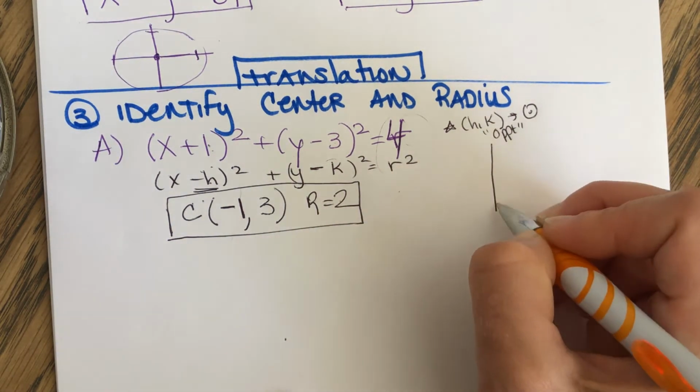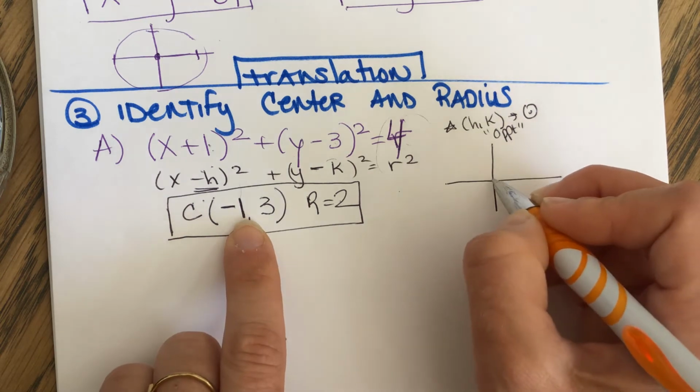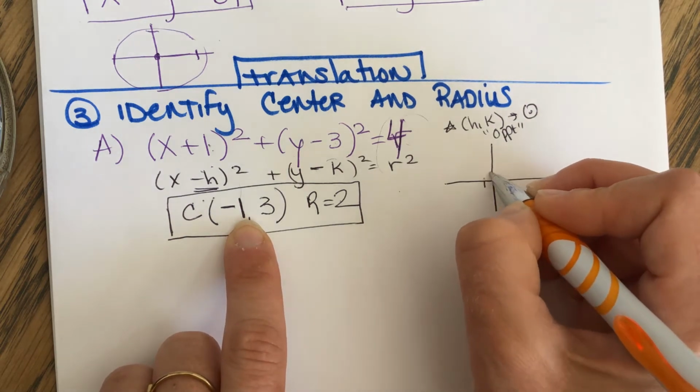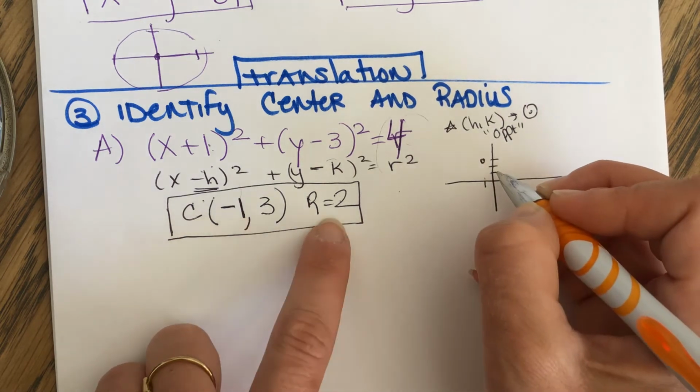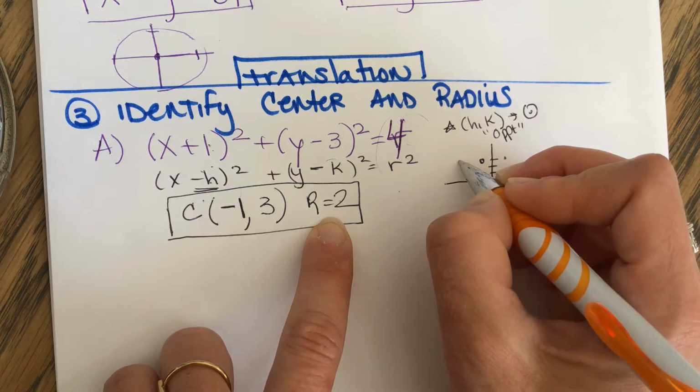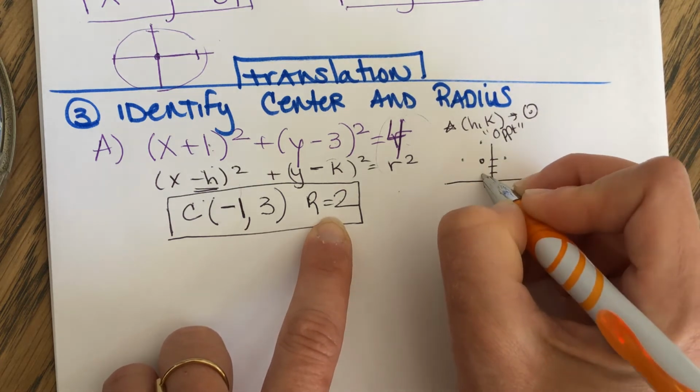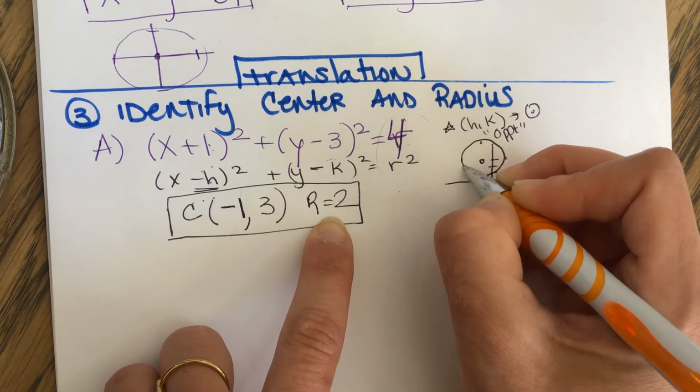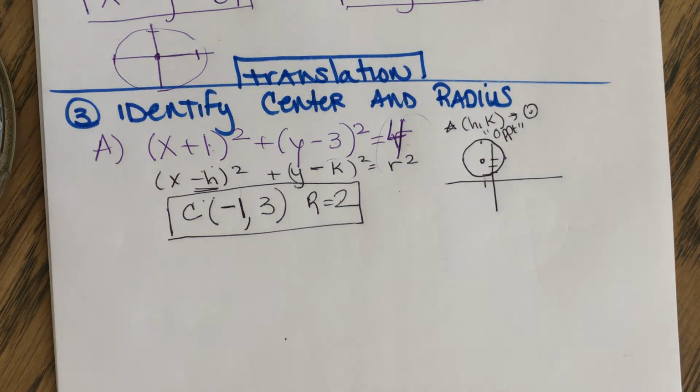Again, if I ask you guys to graph, you go negative 1, 1, 2, 3. There's your center. And then radius 2. Let's just pretend 2, 2, and 2. And you guys draw your circle. That's it. Okay? So let's just do one more of those.